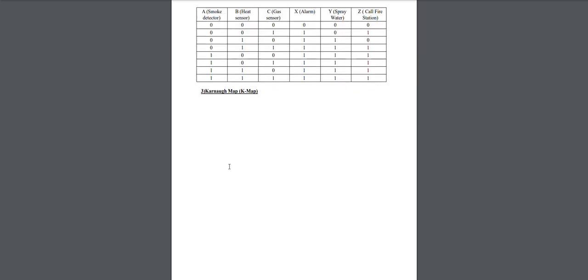Then, let's move on. System logic, or kind of maps. The system operates based on logical conditions. If A is high, all outputs X, Y, and Z are triggered. If B is high, X and Y are triggered. If C is high, X and Z are triggered.